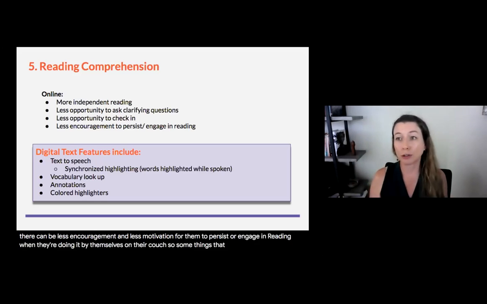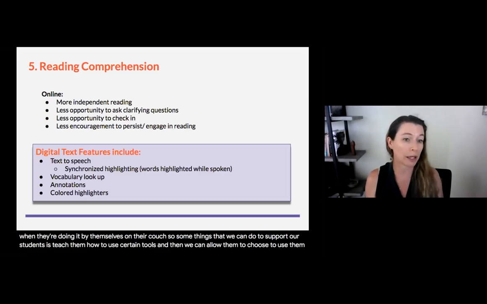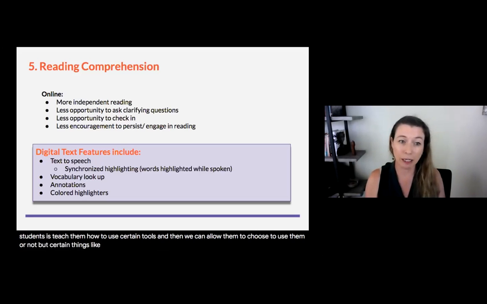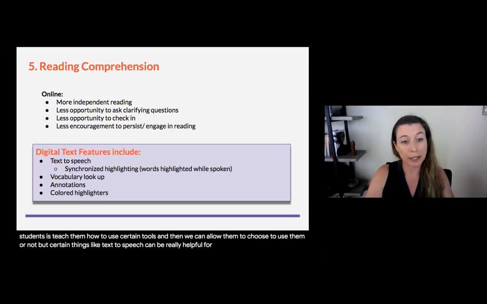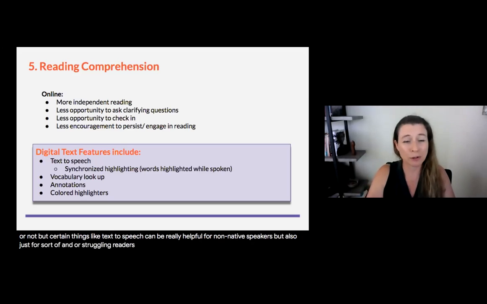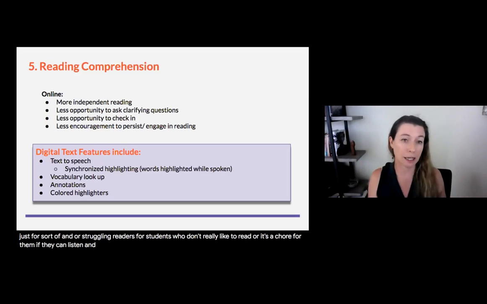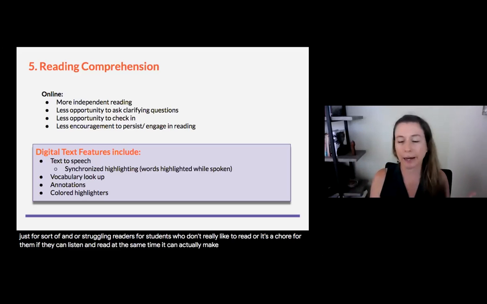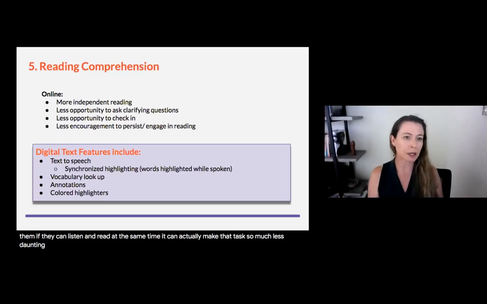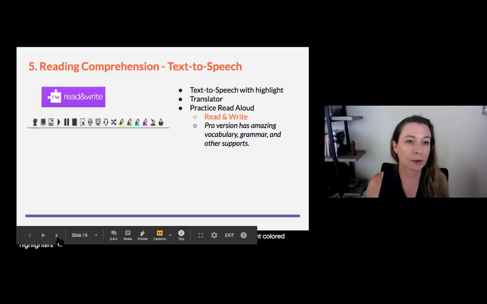So some things that we can do to support our students is teach them how to use certain tools. And then we can allow them to choose to use them or not. But certain things like text to speech can be really helpful for non-native speakers, but also just for reluctant or struggling readers. For students who don't really like to read or it's a chore for them, if they can listen and read at the same time, it can actually make that task so much less daunting. There are also online vocabulary lookups or ways to annotate with different colored highlighters. So let's take a look.